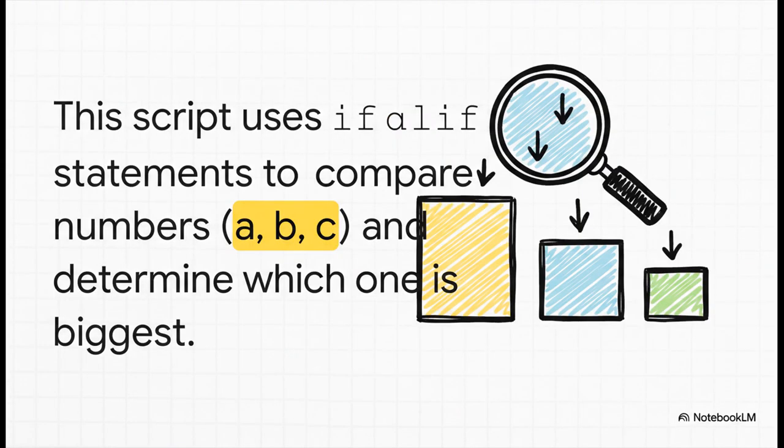Okay, let's look at a real-world example. This script right here, ifelif.sh, is the perfect illustration. So what you're seeing is we've set up three variables, a, b, and c, and we've just given them some numbers. Then the script just runs through a little checklist using if and else if to compare them and figure out, okay, which one of these is the biggest.